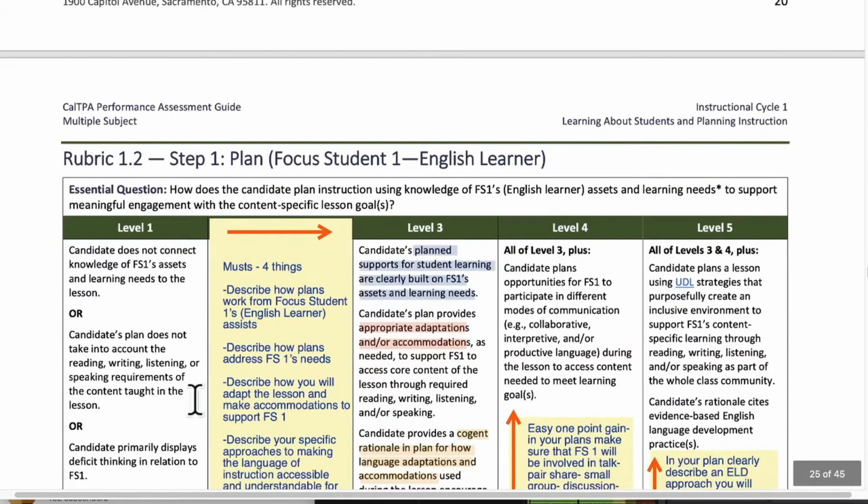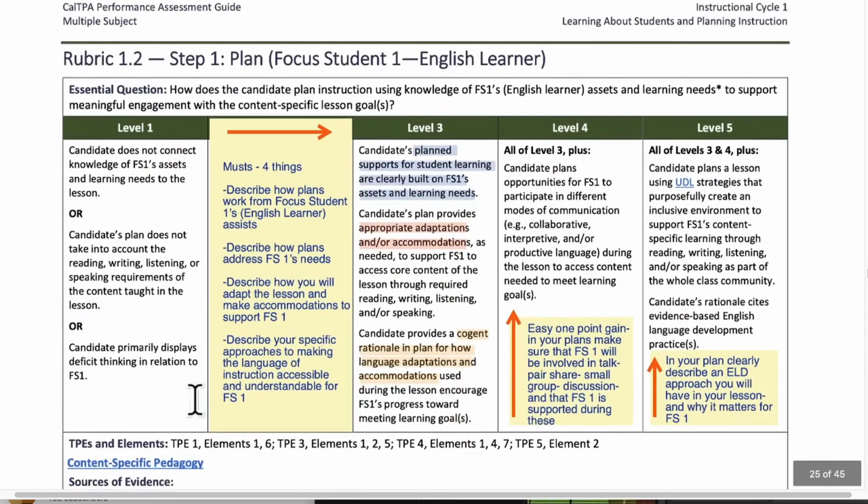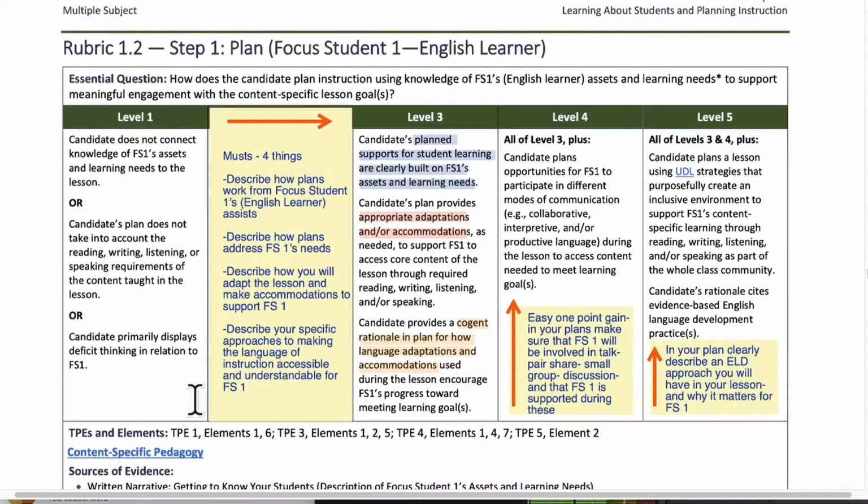Let's go to step 2. Rubric 1.2. This is planning with focus student 1, the English learner. The question is, how does the candidate plan instruction using knowledge of focus student 1's assets and learning needs, this is the English learner, to support meaningful engagement with content-specific learning goals?